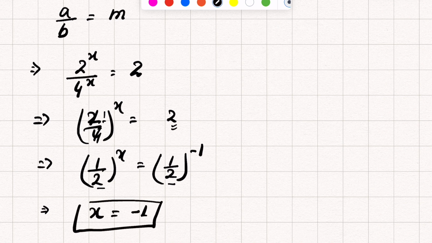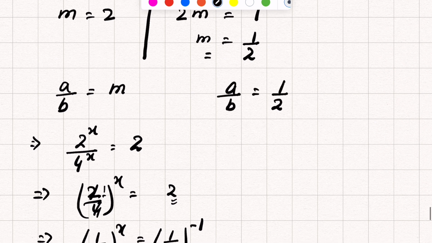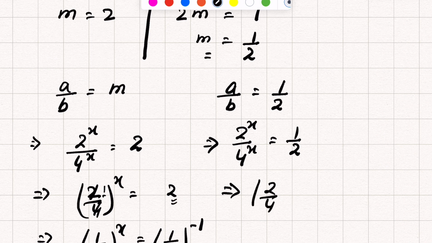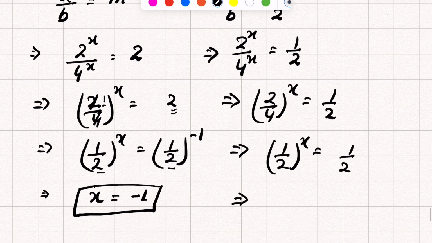This is one solution. When m is equal to 1 upon 2, so a upon b is 1 upon 2, or 2 raised to the power x upon 4 raised to the power x is equal to 1 upon 2, or 2 upon 4 whole raised to the power x is equal to 1 upon 2, or 1 upon 2 raised to the power x is equal to 1 upon 2, in that case x is equal to 1. So these are two solutions for x.